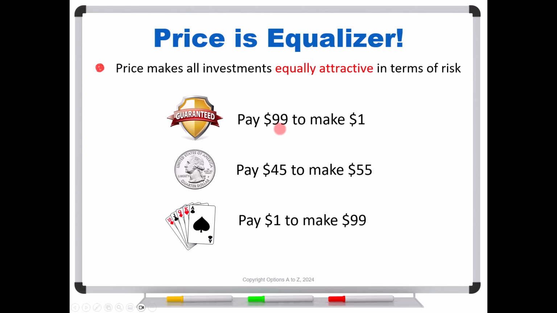Now also, should we look at the card game and say that it's horrible? Well, not really. It's been priced in. It's not going to cost you a lot. And if you win, there's a potentially very large reward.